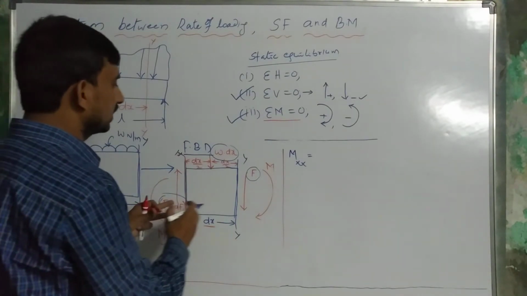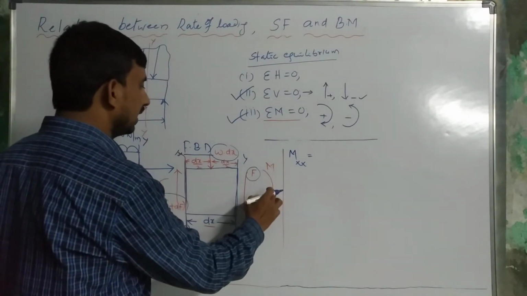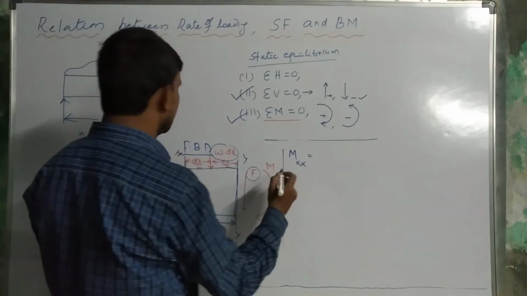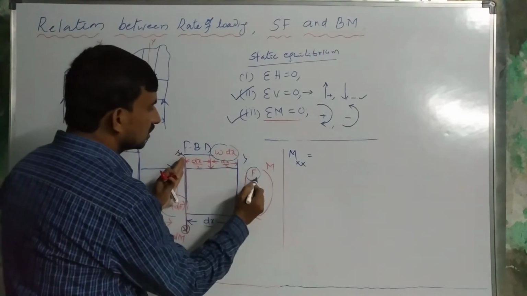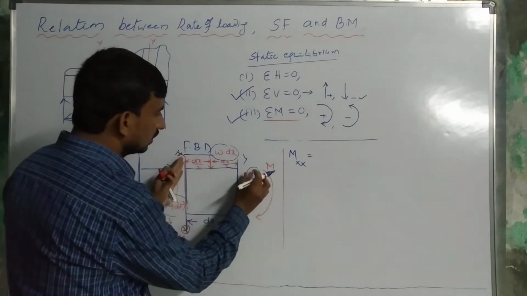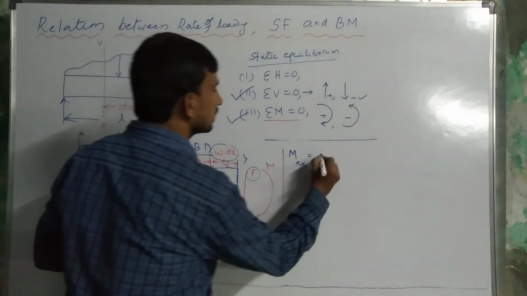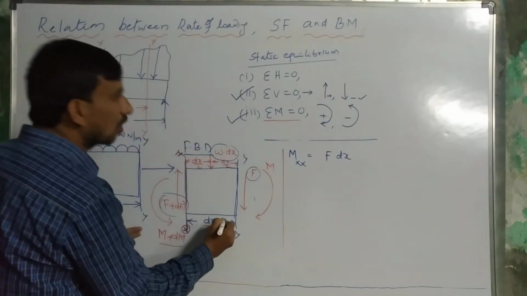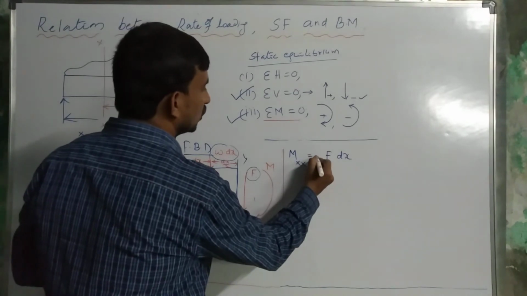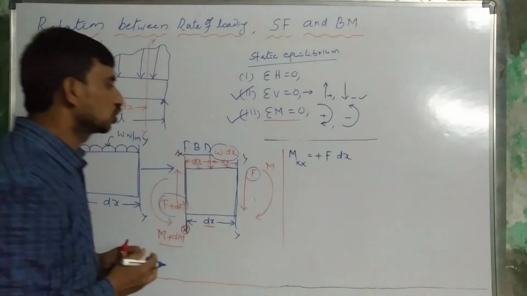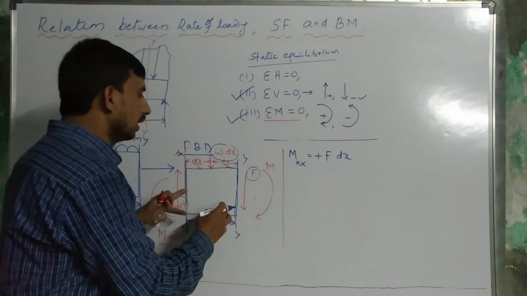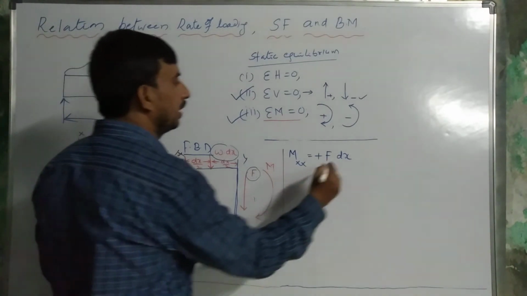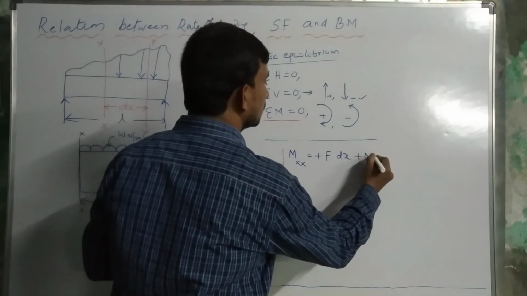How many forces are acting here? F, and we have a moment M at section YY. Moment is nothing but force into perpendicular distance. So the moment of this shear force about section XX is F multiplied by dx. I will write F into dx, and it gives the clockwise moment. As per my sign convention, clockwise moments are positive. In addition, I have a moment M here, which is again clockwise, so it is positive.